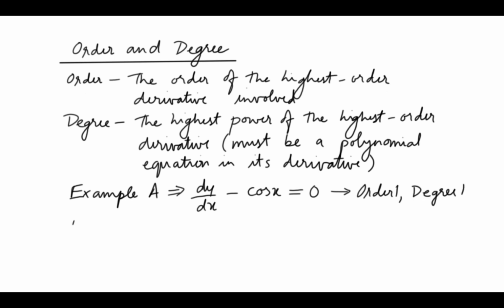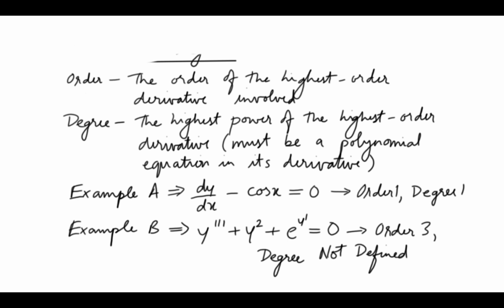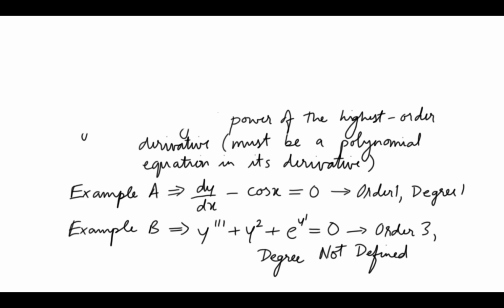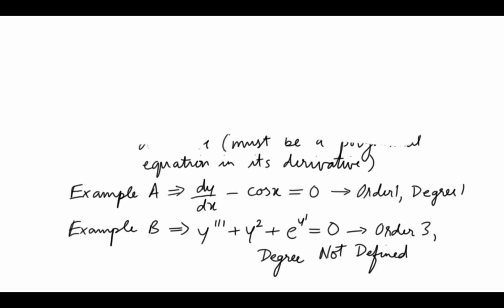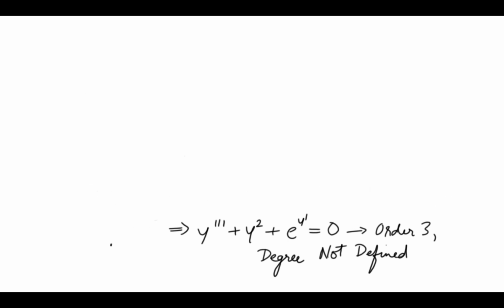In example B, it is y triple dash plus y square plus e raised to y dash equals 0. The highest derivative is a third derivative, y triple dash, right? So the order is 3. However, because of the e raised to y dash term, this is not a polynomial equation in terms of its derivatives. Therefore, the degree is not defined.